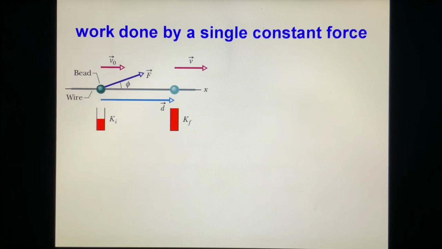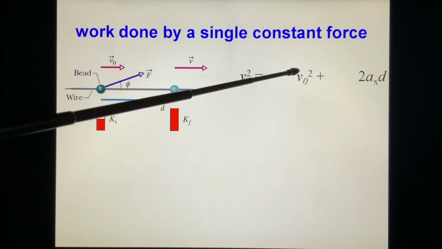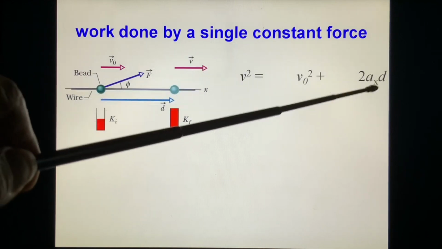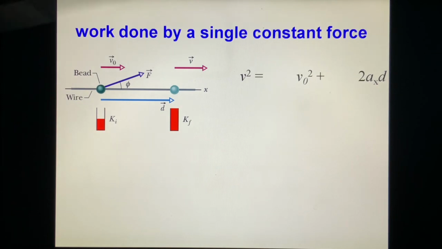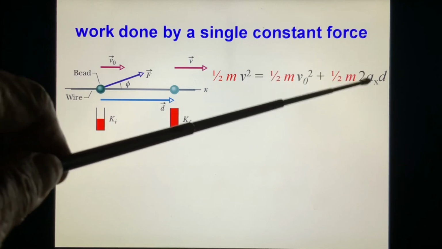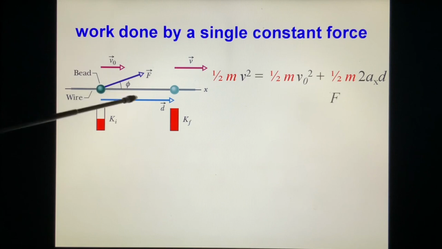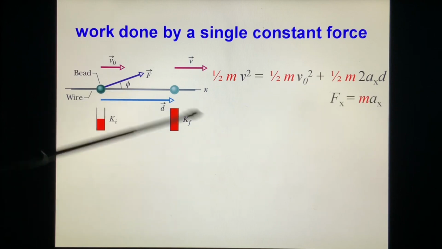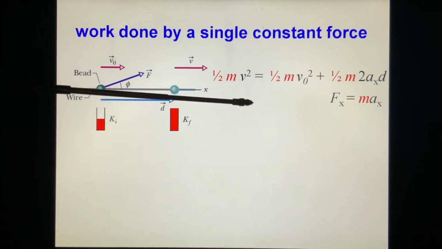This must be a constant acceleration, so we have this formula: v squared equals v0 squared plus 2ad, where a is the acceleration along the x direction. We multiply by 1/2 on both sides. We have this new look at it, and here we see the half and 2 cancel out. We get max, which is the Fx. This is the component of the force on the x-axis.